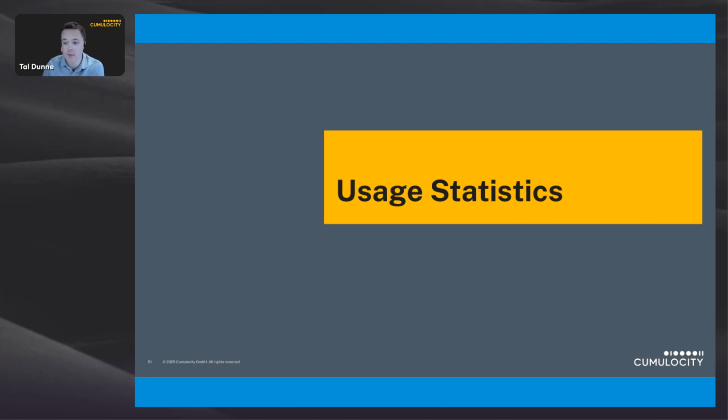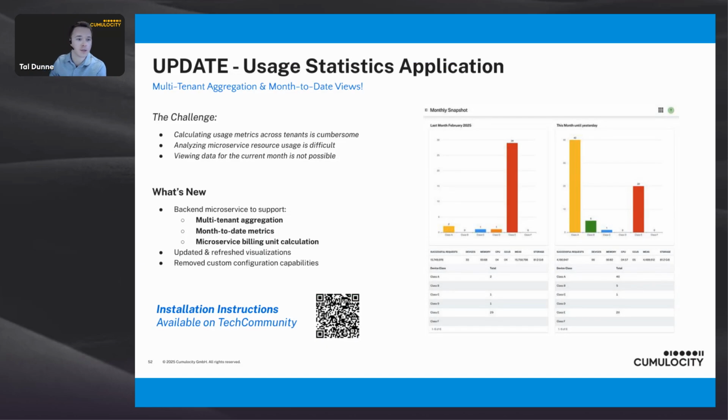I just want to tell you more about the usage statistics application. About a year ago, we released a preliminary version of the usage statistics app, which really helps with a lot of the transparency relating to how Cumulocity bills each and every one of you, right? We had a per tenant view, so you could get all of your different usage statistics and metrics in one place centrally in your use of Cumulocity.